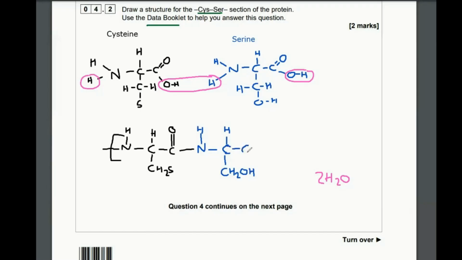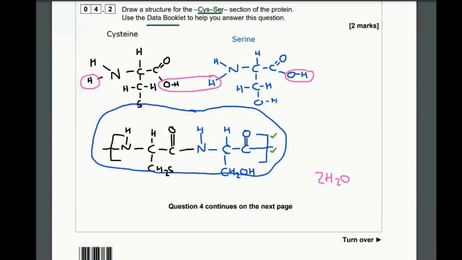And don't forget, for your trailing ends, they're the lines that come out the brackets at either side. For your trailing ends, you need to remove an OH from the carboxyl group and an H from the amino group. And that is the answer. You can see it right there. That is what is formed when a cysteine and serine join together. And it's that will get you the 2 marks. Don't worry about the water molecule or the bit above this. That was just working out.